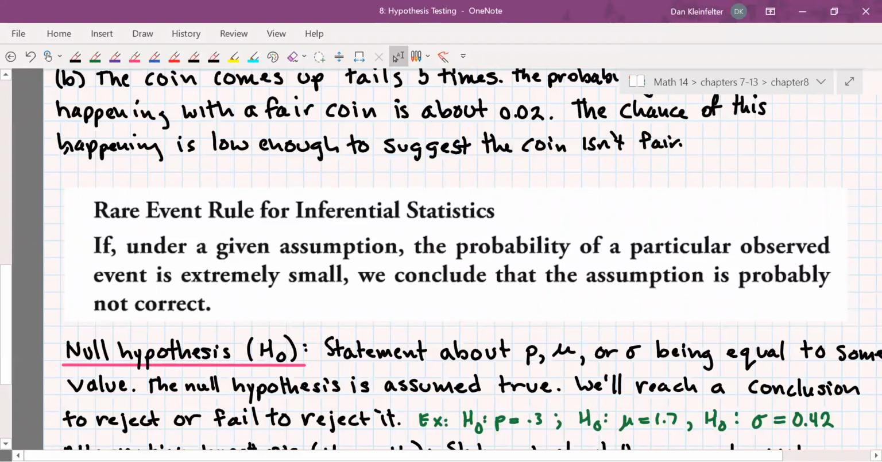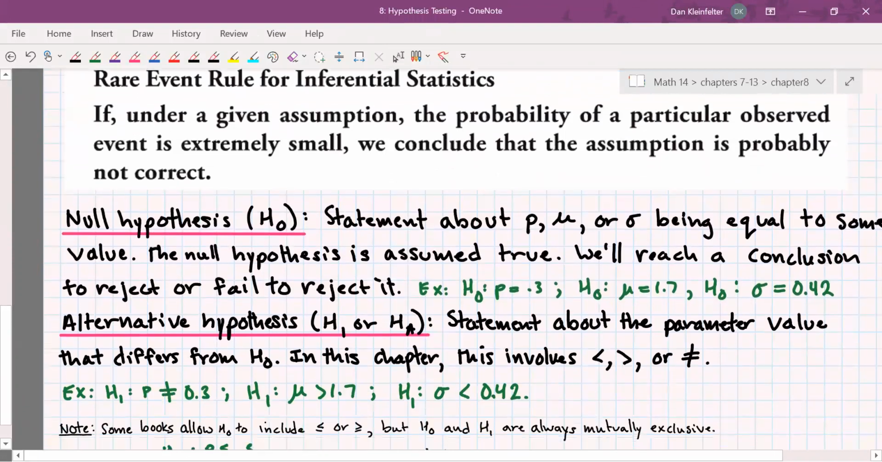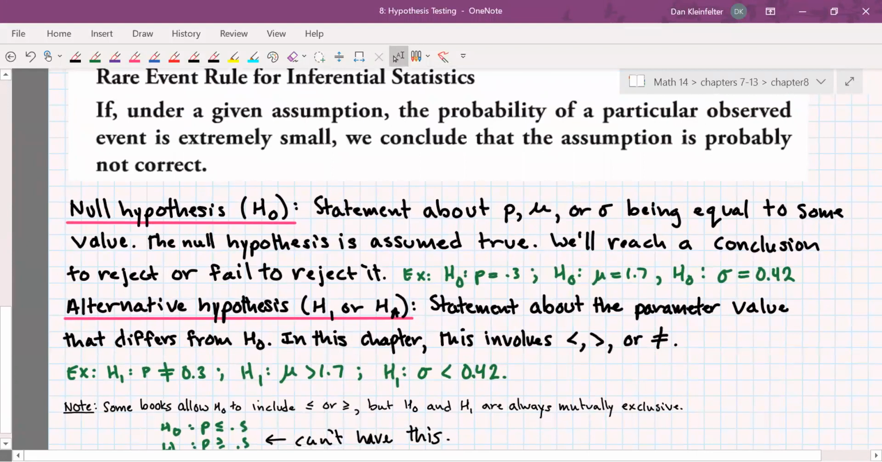Again, you can't argue with the data. So if you've got some assumption and then you collect some data, and the chance of getting that data is really small under the given assumption, then something's got to give, and what's going to give is that assumption. So when you're creating a hypothesis test, you need to do something called setting up a hypothesis, because you're going to test it, right?